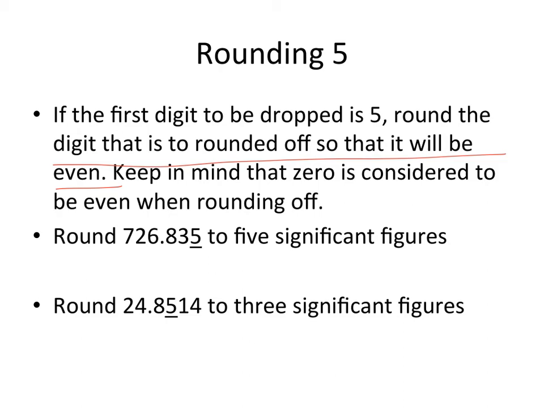So in this case, the first one says round 726.835 to 5 significant figures. So that would be up to here. We're trying to decide what to do with 3. Since the following number is 5, we're going to change it using our even rule. So we're going to turn the odd into even. So that would be 726.84. Now, for the second one, we have 24.8514. We want to round to 3 significant figures. That means here. So we're trying to decide what to do with this 8. The 8 is already even, so we just keep it as 24.8.